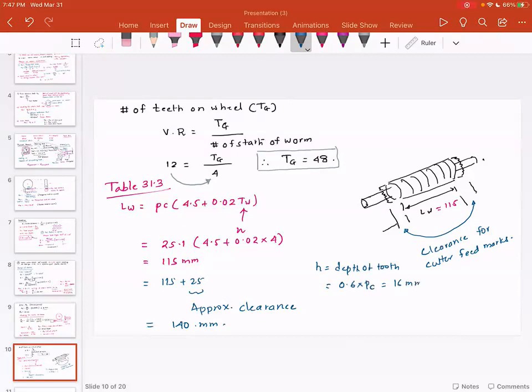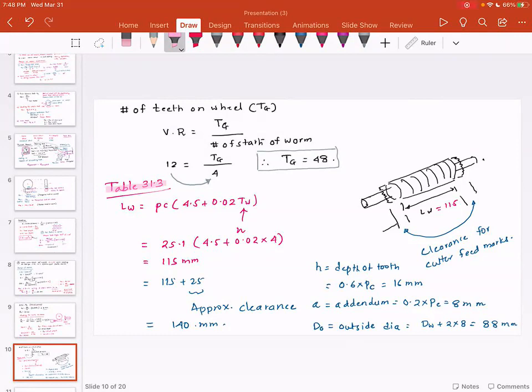We can find out the addendum, that is 0.2 times PC. That gives you about 8 millimeter. And then you can find out the outside diameter, that is DW, the diameter of the worm, plus 2 times the addendum. So that is about 88 millimeter. So these are the major dimensions, and this table, table 31.3, can be used to find all these additional dimensions. So at this point, the worm is completely designed.